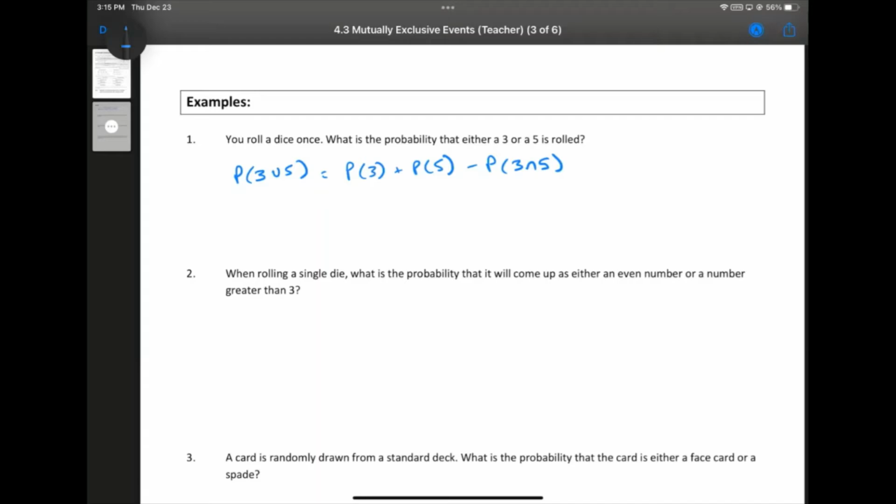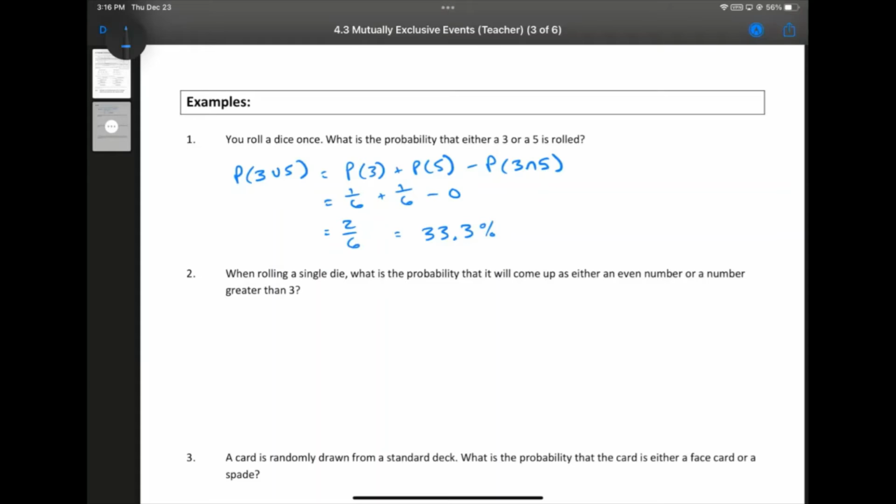Now, I put that one in despite the fact that we've already determined that these are mutually exclusive, just to show that it doesn't hurt to put it in. It just means that we acknowledge that that part is 0. So the probability of rolling a 3 is 1 in 6. The probability of rolling a 5 is 1 in 6. And the probability of rolling a 3 and a 5 is 0, because they cannot happen at the same time. And that equals 2/6, or if we wanted to write that as a percentage, and we do, it would be 33.3%.